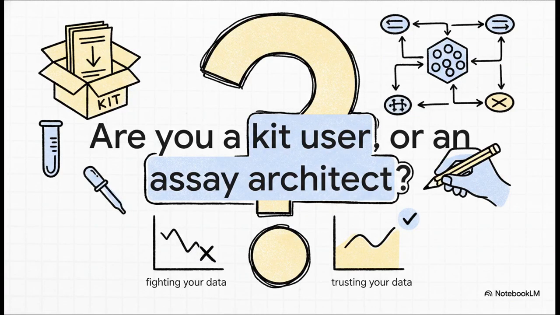You know, in the end, it really just comes down to this one question. Anybody can follow a kit insert. That makes you a user. But understanding the physics of your plate and designing your run order to conquer bias, that makes you an architect. You stop fighting your data and you start trusting it. So for your next experiment, which one are you going to be?